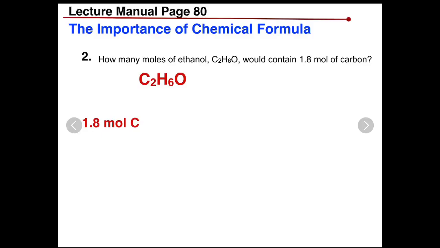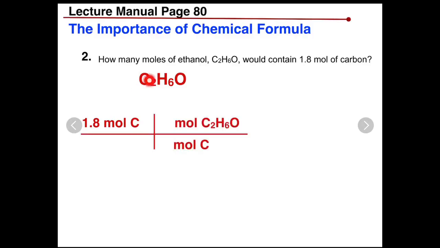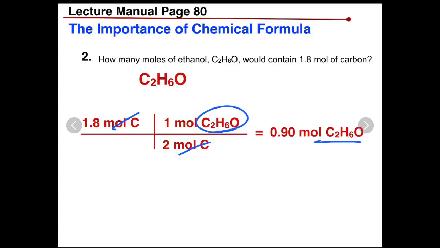So you can start with 1.8 mole of carbon, and we know that every 2 mole of carbon is going to be in 1 mole of ethanol. So the ratio would be 1 to 2. You can see that the mole of carbon will cancel out, right? So you are going to end up with mole of ethanol only. Okay, so that would be your final product right there.